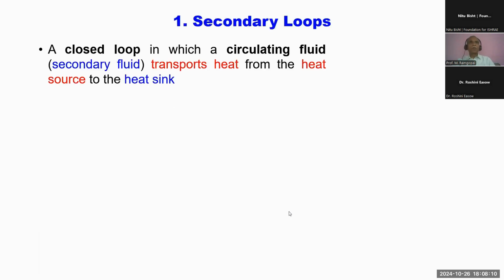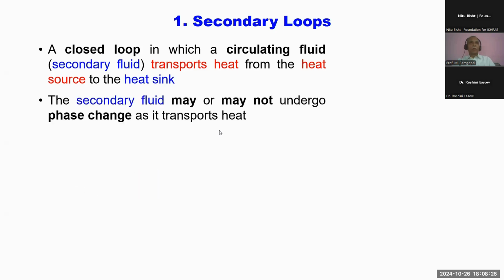I'm sure all of you know that a closed loop is a loop in which a circulating fluid transports heat from the heat source to the heat sink. The circulating fluid typically is called the secondary fluid. As the secondary fluid circulates through the loop and carries heat from the heat source to the heat sink, it may or may not undergo phase change. That means it may remain a single phase fluid, or it may get converted into two phase as it picks up heat or rejects heat.